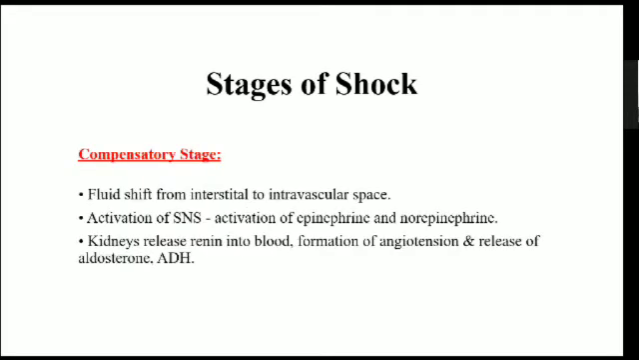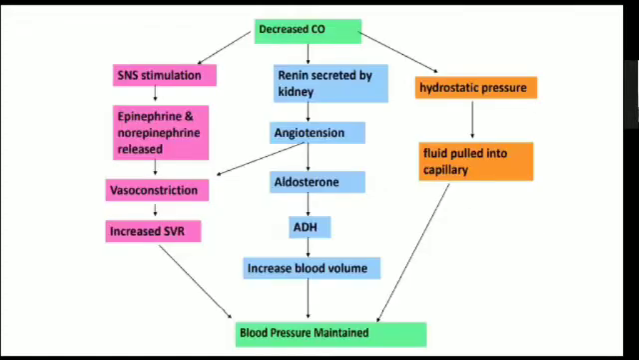In compensatory stage, fluid shifts from the interstitial space to the intravascular space, and the sympathetic nervous system is activated by the release of epinephrine and norepinephrine. At the same time, the kidney releases renin into the blood, and there is formation of angiotensin and release of aldosterone and antidiuretic hormone. Here is the diagram of how our body compensates for the shock primarily.